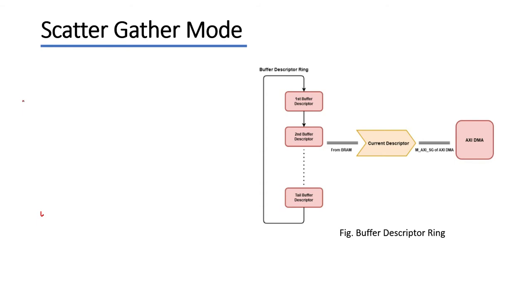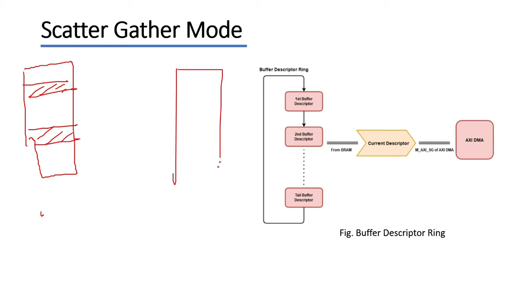So earlier, in the case of the simple mode, there was a contiguous data transfer. But let's suppose this data is not contiguous; it is at different locations. One is allocated here, and one is allocated there, and you have to transfer it to different locations.